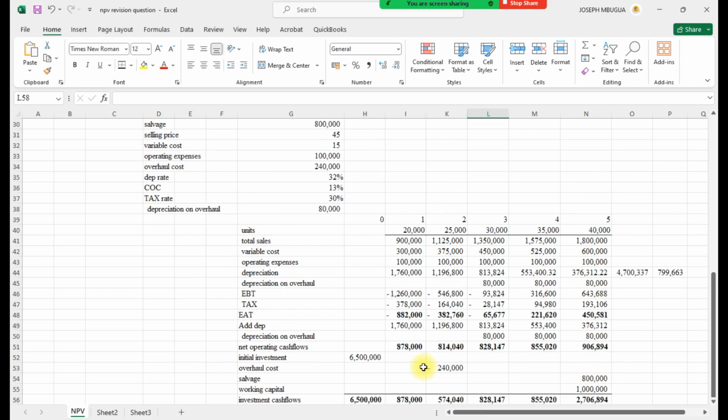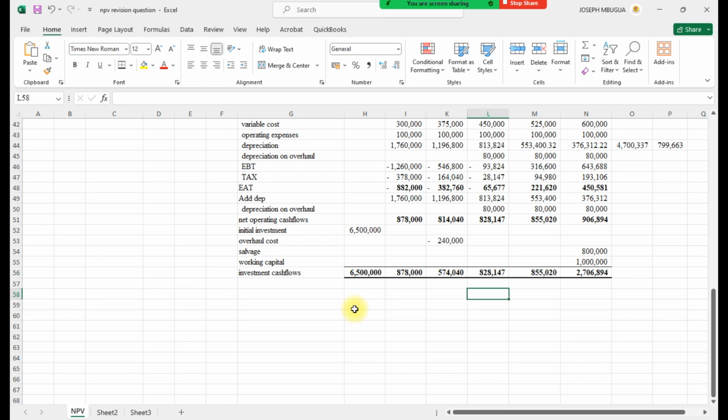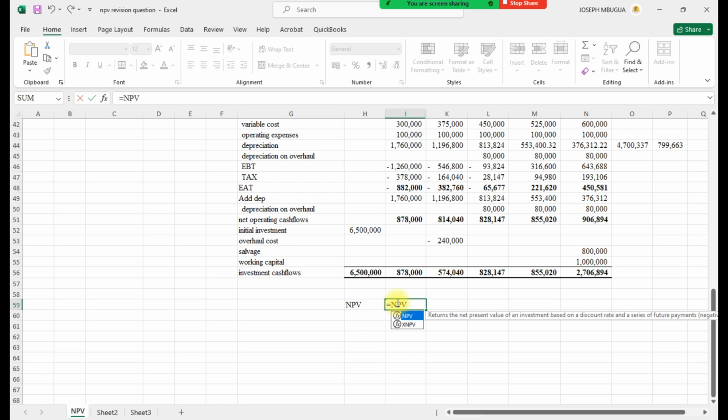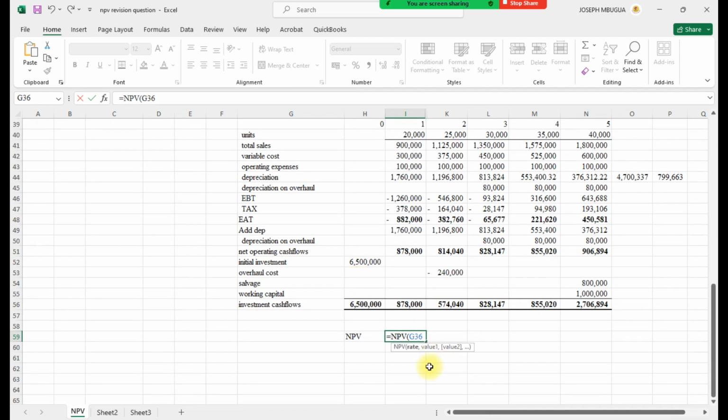Then we find out the NPV, because the question requires that. So our NPV of the project will be equals to NPV. Remember, for NPV we require the rate. Already we have the cost of capital, and we require the values from year 1 up to year 5. I close the bracket and I minus the initial cost, which was 6.5.